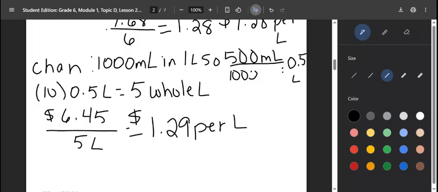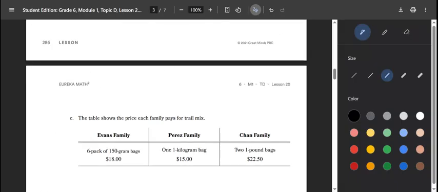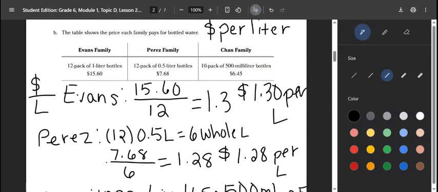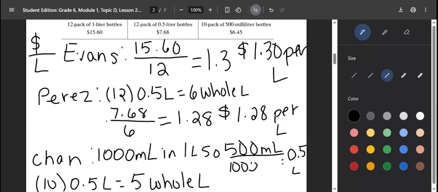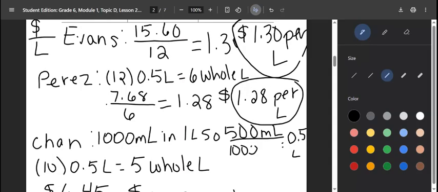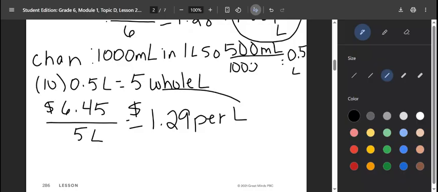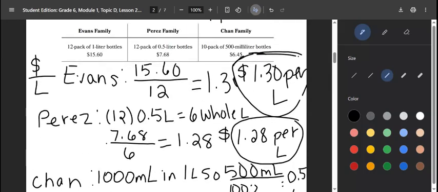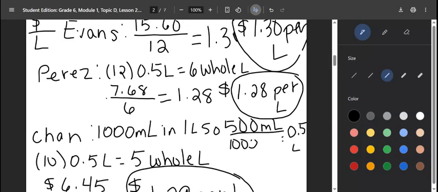$1.29 per liter. All right, so let's go back up and compare. The Evans family is paying $1.30 per liter. The Perez family is paying $1.28 per liter. Let me circle this so we can see it. So the Perez family is $1.28 per liter. And then the Chan family is $1.29 per liter. So once again, the Perez family has the better deal on bottled waters.